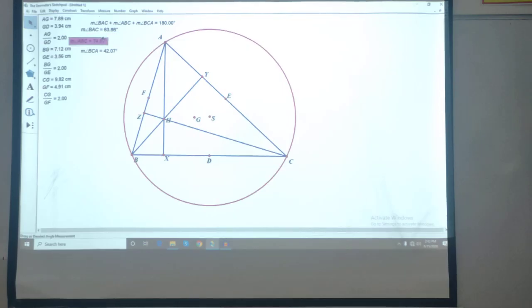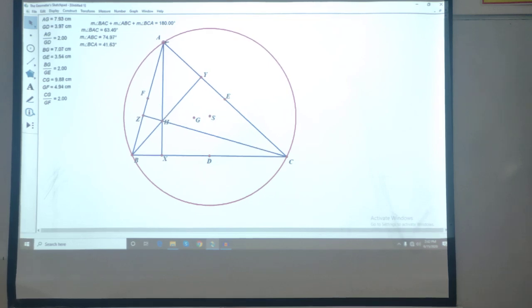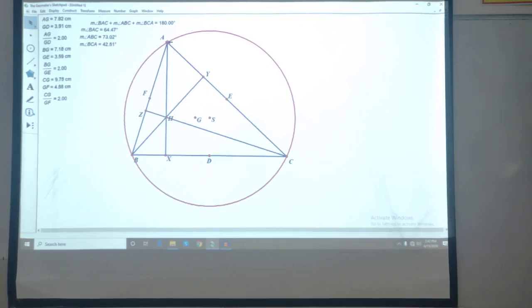So in this figure, ABC is an acute angle triangle. When ABC is an acute angle triangle, H and S lie inside the triangle. When I make angle B 90 degrees, let's see where H is moving and where S is moving. But before that, I would like to mention one more important result.